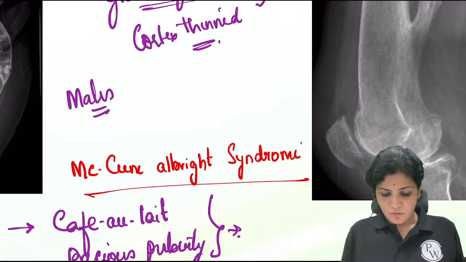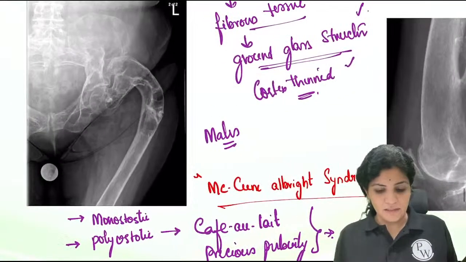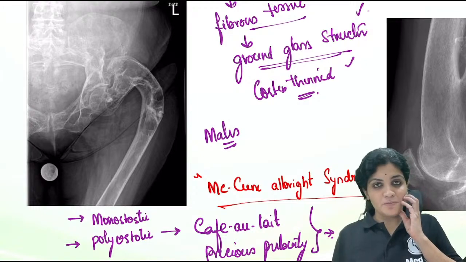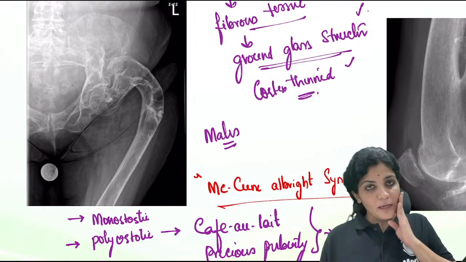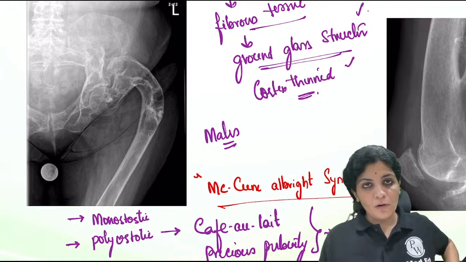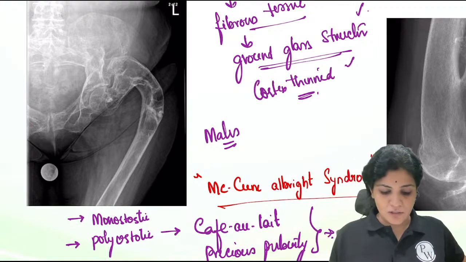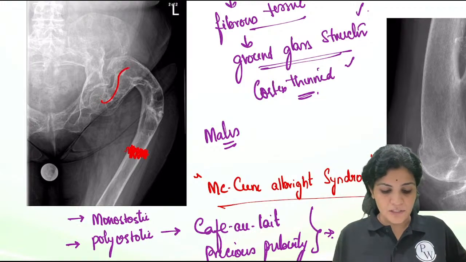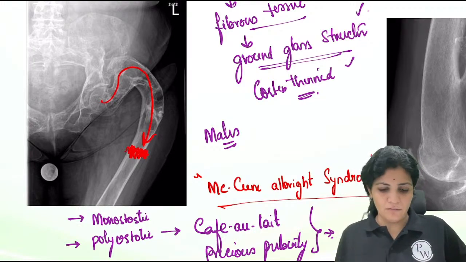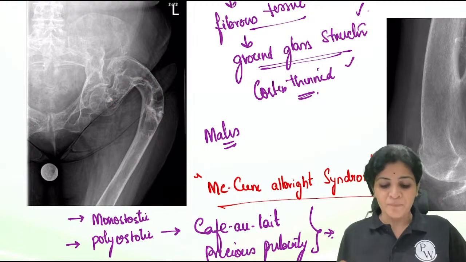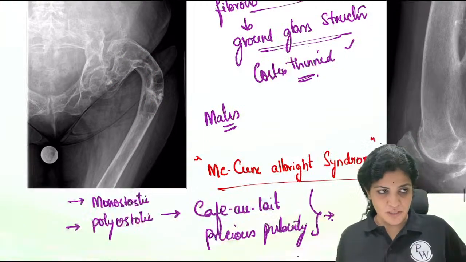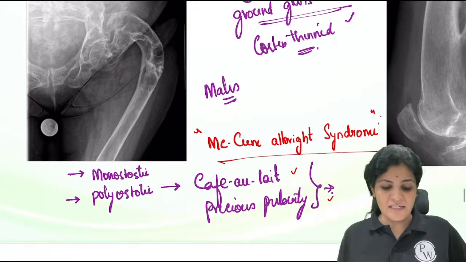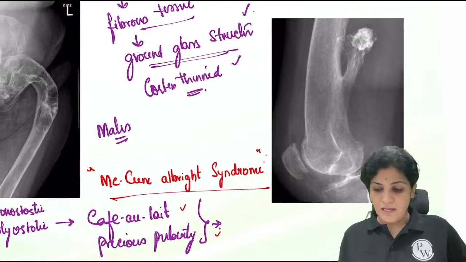So whenever you see this fibrous dysplasia, this is a shepherd's crook deformity. The bone has become deformed, and sometimes pathological fractures can also be seen, but this is the deformity of the bone, that is a shepherd's crook deformity. Very, very important exam-based question. Whenever it is associated with café-au-lait spots and precocious puberty, then this is called McCune-Albright syndrome. Understood? Good.